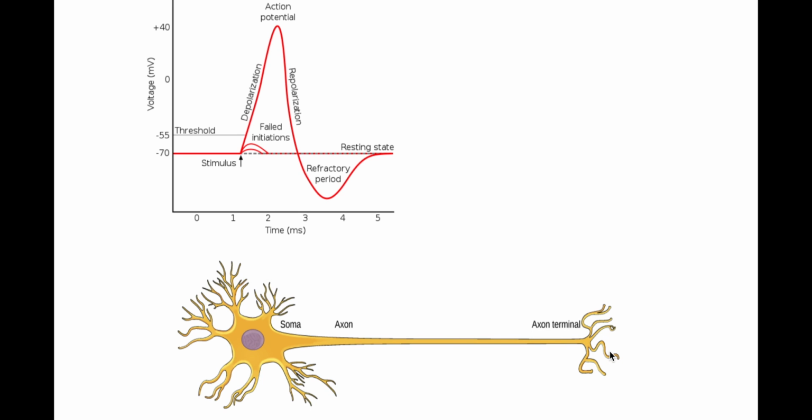axon terminals. Once it reaches the axon terminals, it's meant to move into another neuron, the dendrites of the other neuron. Okay, but how does that happen? This is the scope of this video. There are, in fact, two ways for the information to move from one axon to the dendrite of the other neuron. One is the electrical synapse, and the other is the chemical synapse.